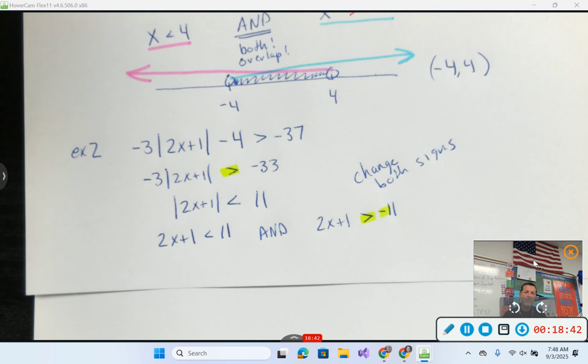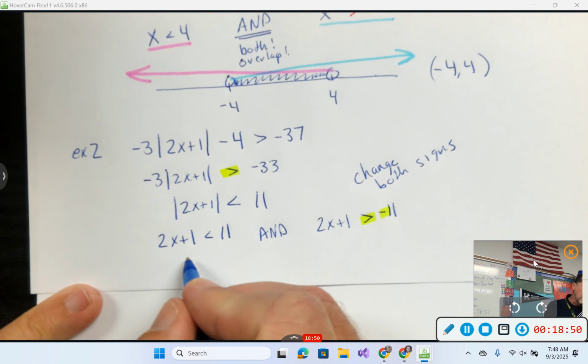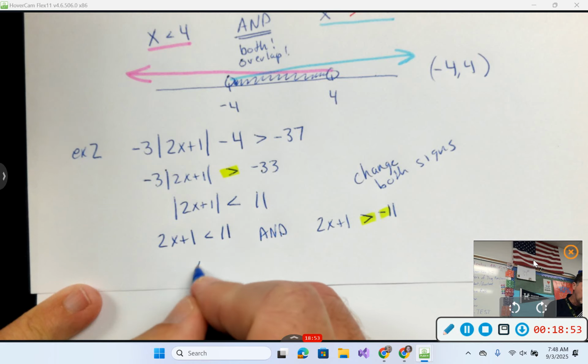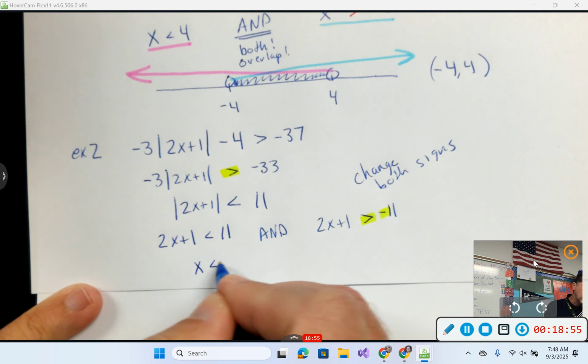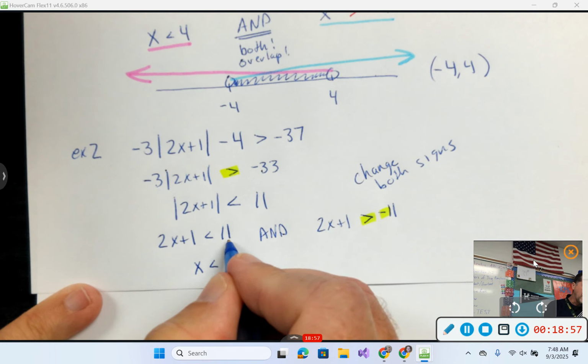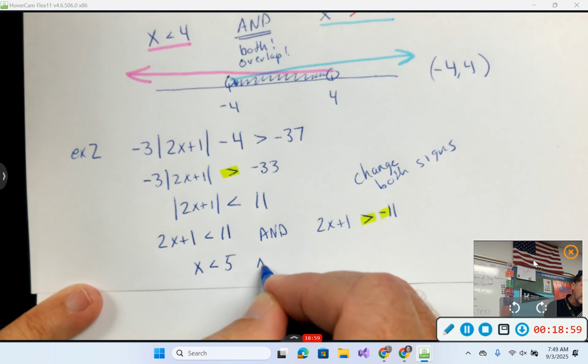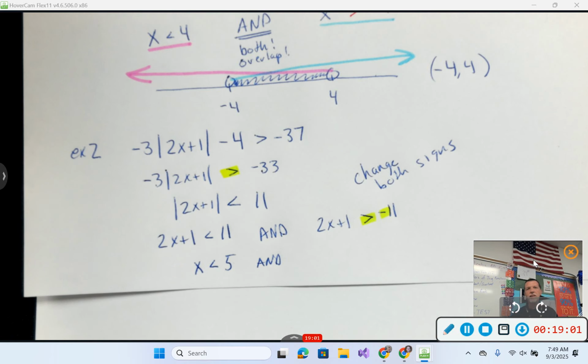Okay, well now, just like equations, you split it up and you solve two easier equations. We split it up and now we'll solve two easier inequalities. I'm almost out of room, so I'm going to do both steps at once here. Subtract the 1, and that gets me 10. Divide by 2, I get 5. So x is less than 5.